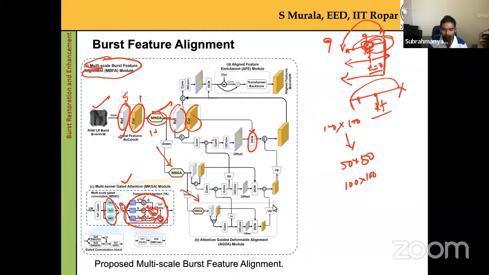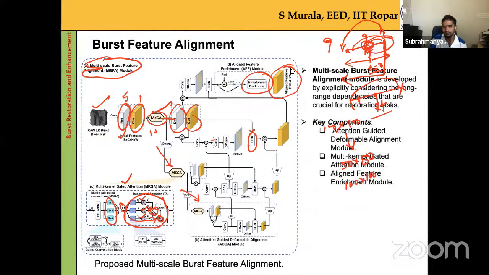On 32 by 32, I apply the inverse, reverse process. It looks like an encoder-decoder architecture. With the inverse process I get the aligned features. These aligned features are obtained at last using the transformer block, and we have used a transformer backbone. I will also explain the transformer block in the next slide.